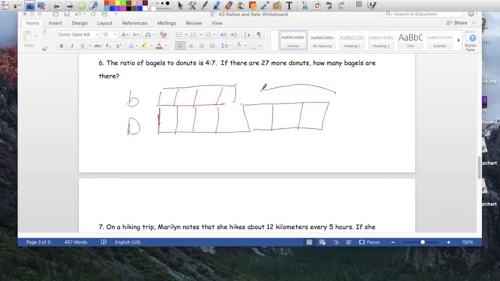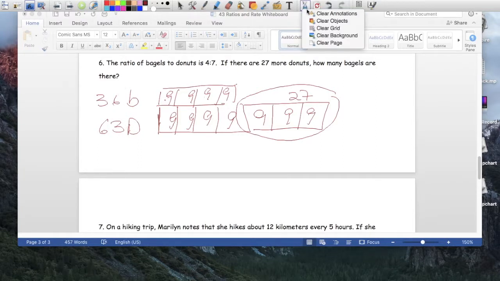The more part is represented by this area right here, and I'm going to put 27 over here. What's one number that we can put in each box? Well, the same number, so that adds up to 27, and that number would be 9. Which means everything else here would be 9 as well. So how many bagels are there? 9, 18, 27, 36 bagels, and 9, 36, 45, 54, 63, so 63 donuts, which is the same answer we got before.